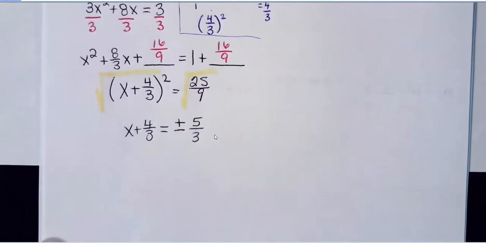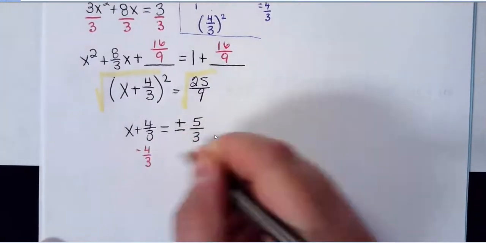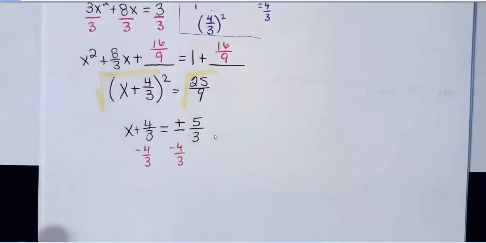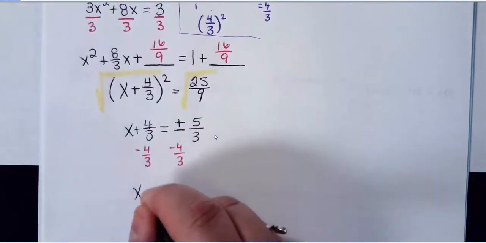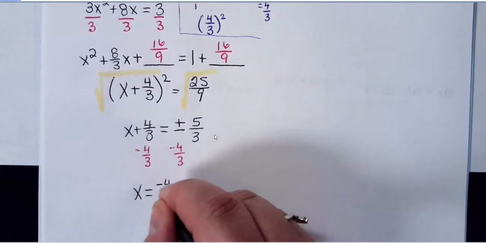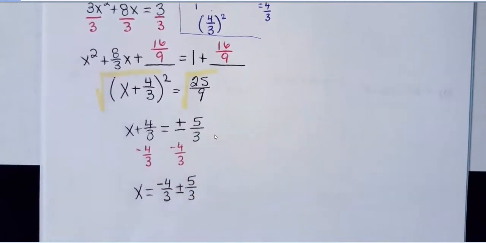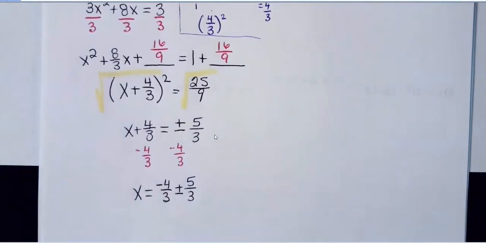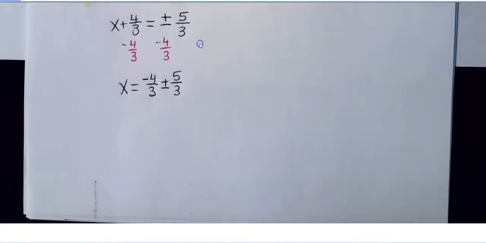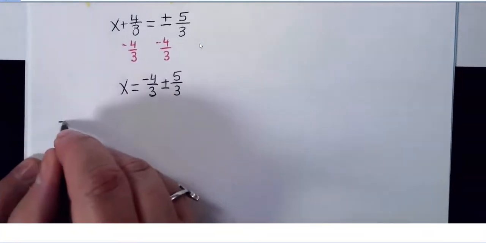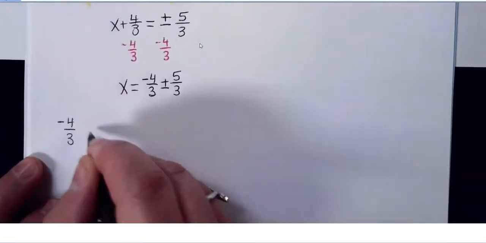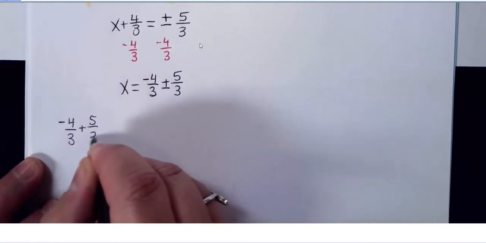I'm going to move this 4/3, but I'm very happy to see that the other side is 5/3 because that means I've got a common denominator there. So I have negative 4/3 plus or minus 5/3. I don't have any i's, I don't have any radicals, so we can actually go ahead and add these lovely fractions together. So I'm going to split this into 2 pieces. I'm going to do negative 4/3 plus 5/3.